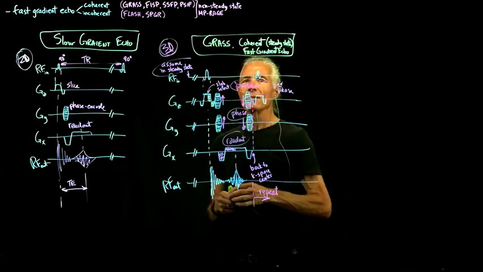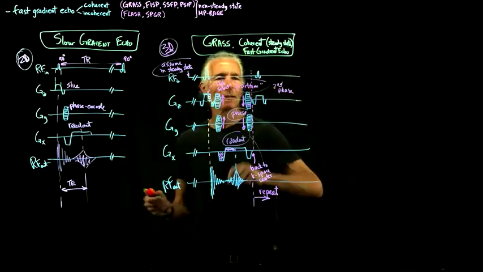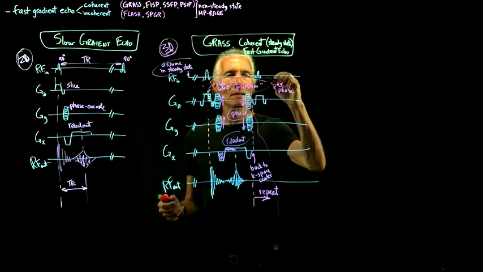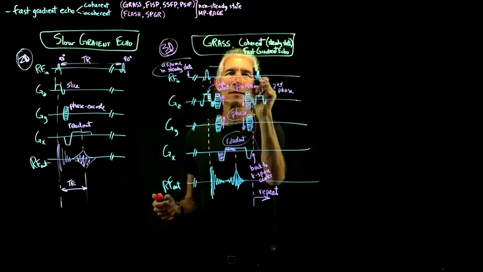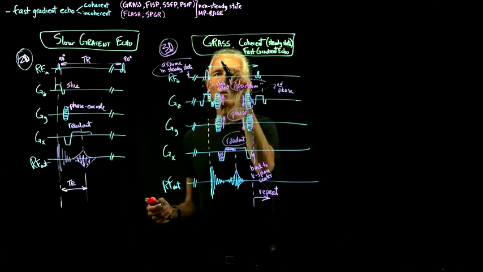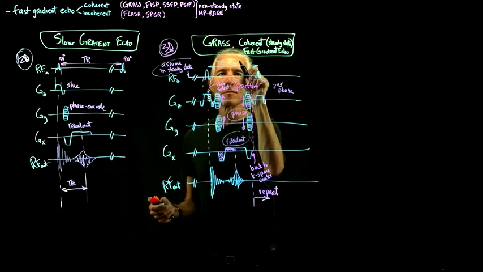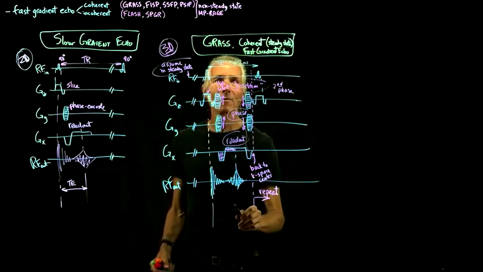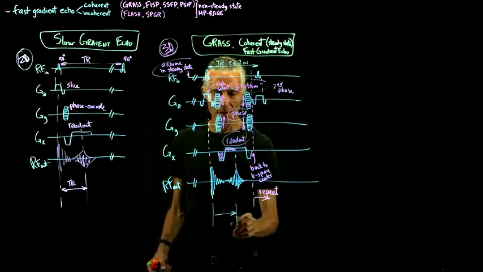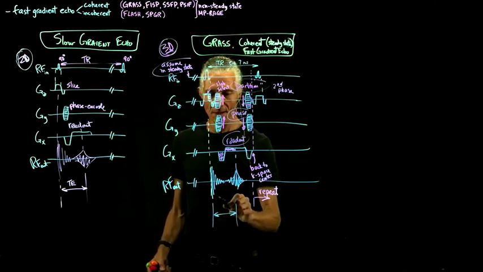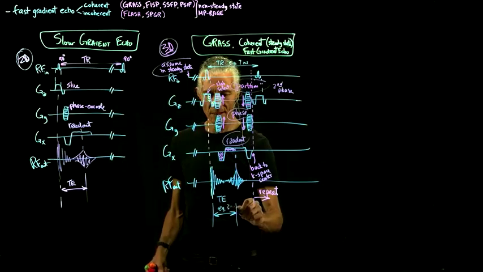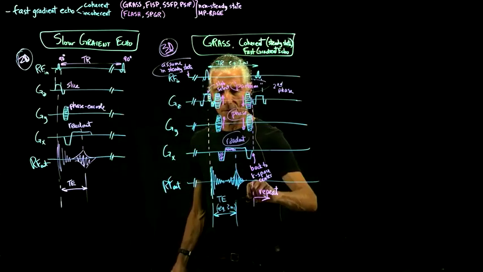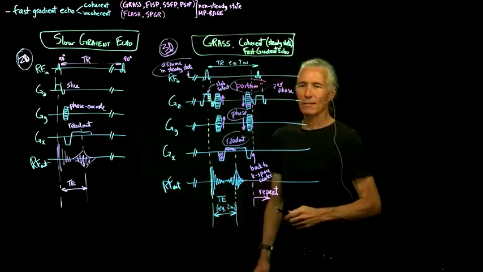And so we could use a very short TR. So here's the TR. TR, for example, 7 milliseconds. And then here's the TE down here. TE, for example, 3 milliseconds. Quite short, so that we can collect lots of data.